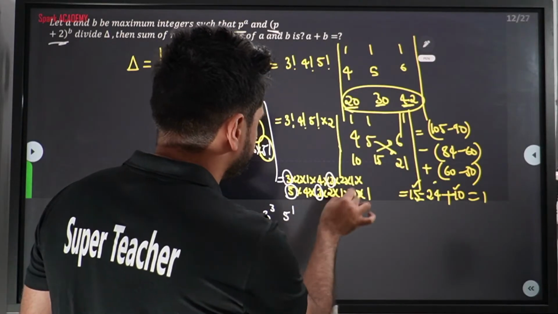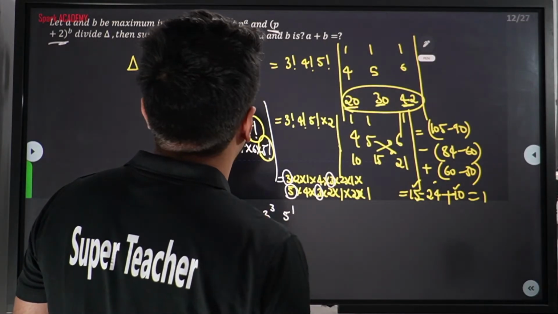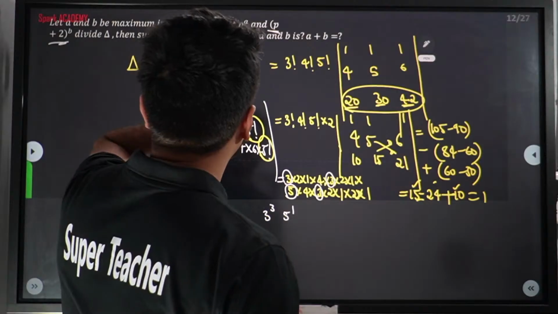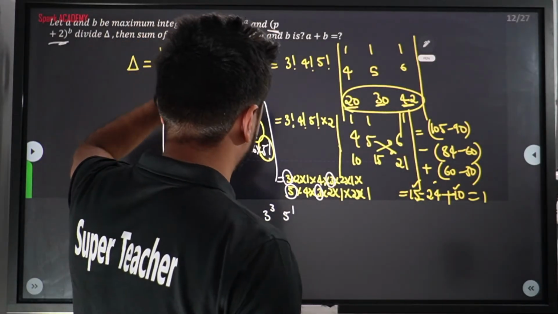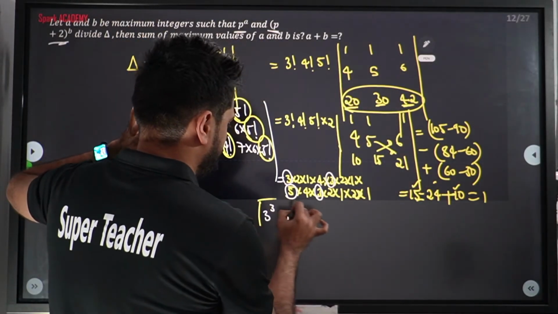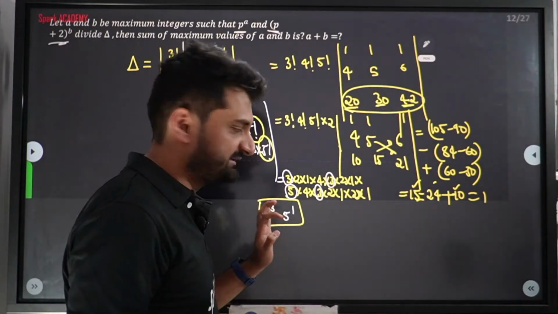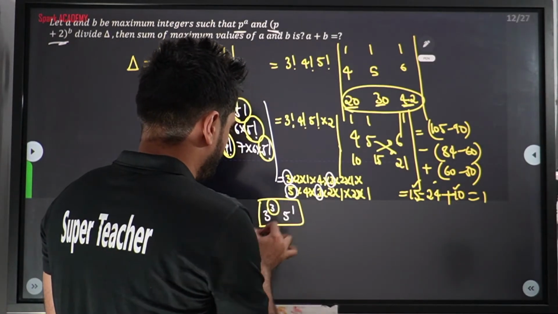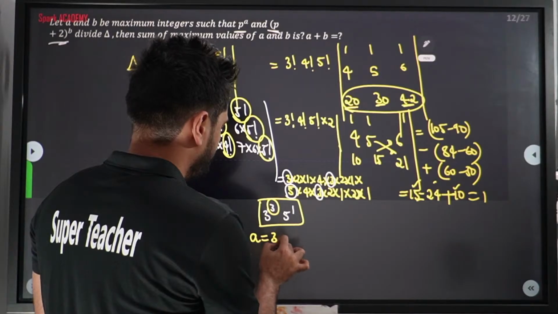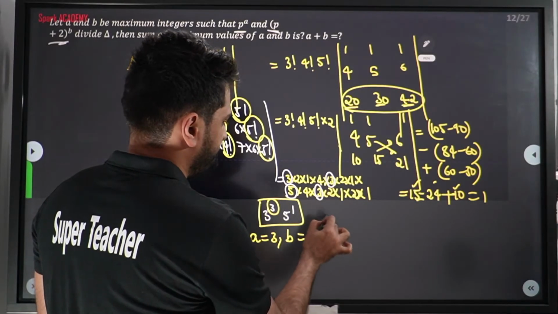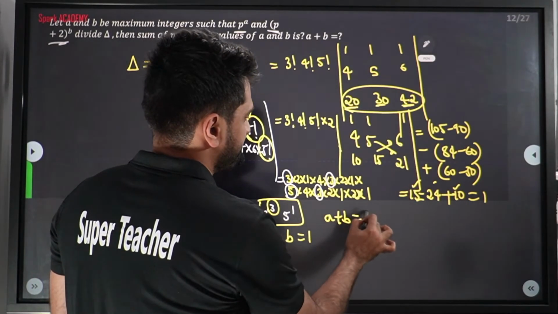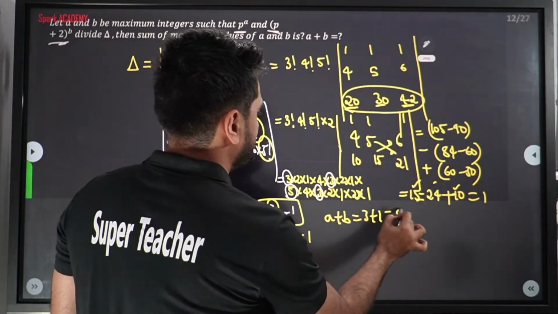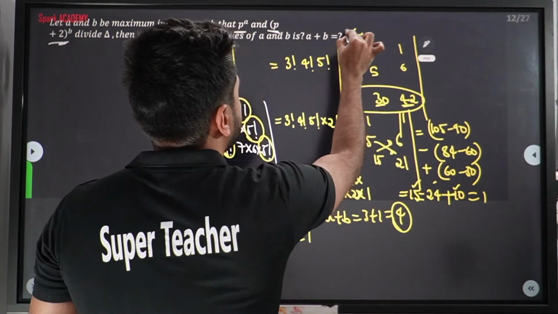If you observe everything else, it is based on 4. So 3 power a and 5 power b. So basically we got 3 power 3, 5 power 1. So the a value is 3 and the b value is 1. So a plus b is nothing but 3 plus 1, which is 4. So 4 is the final answer.